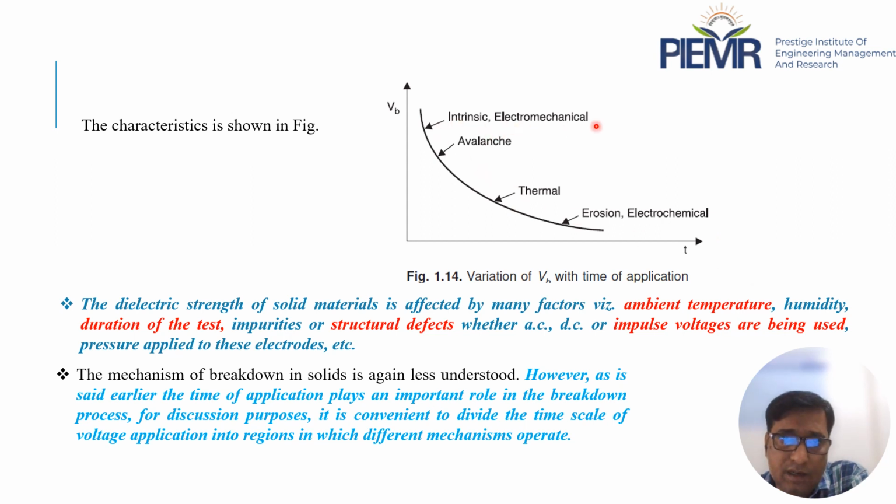intrinsic, electromechanical, then avalanche, then thermal, then erosion and electrochemical. At the very start there is intrinsic or electromechanical breakdown, then as time passes avalanche, then thermal, then finally erosion or electrochemical. That is the time basis on which the breakdown in the solid dielectric will occur. Also, for the intrinsic or electromechanical, the breakdown voltage will be very high.